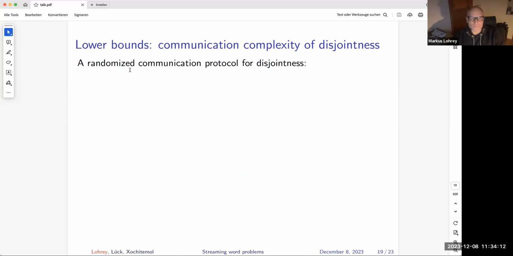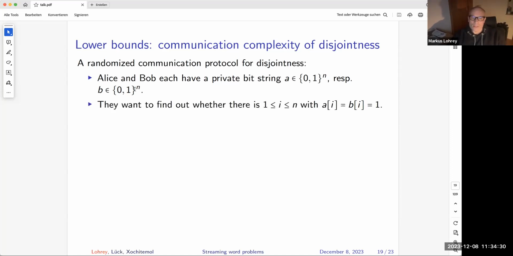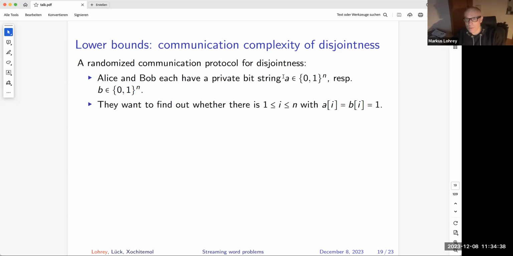The setting is the following. We have two parties called, as usual, Alice and Bob. Alice has a private bit string A of length n, and also Bob has a private bit string B of length n. Their goal is to find out whether there is an index i between 1 and n such that the ith symbol of the bit string A is the same as the ith symbol of the bit string B, and they are both 1. There are two 1s at a matching position.